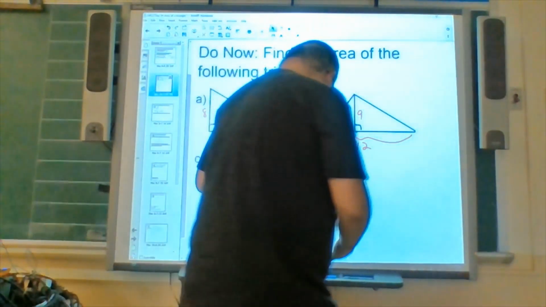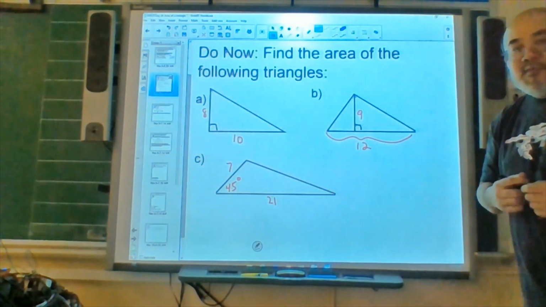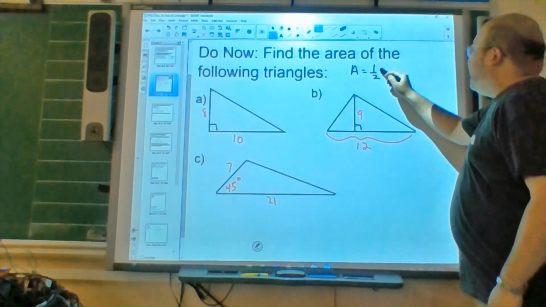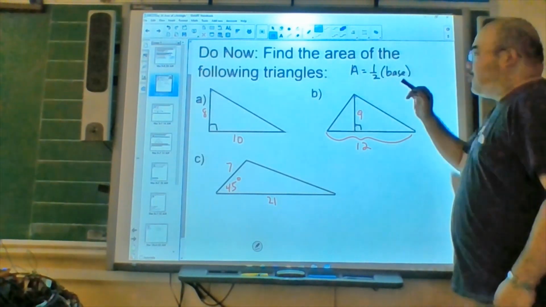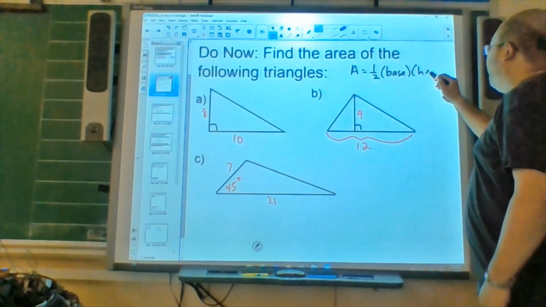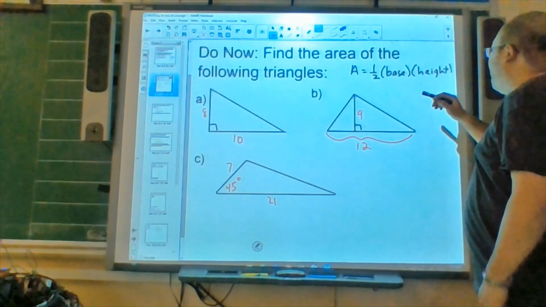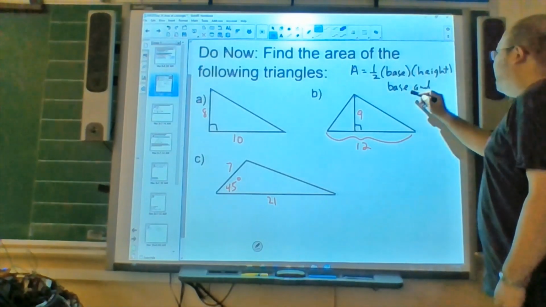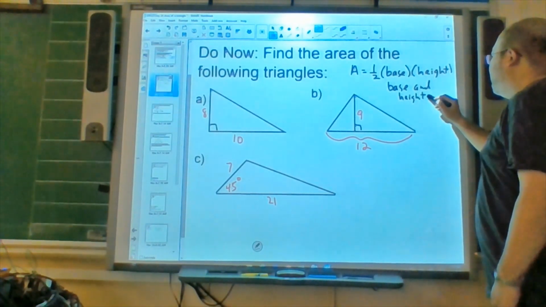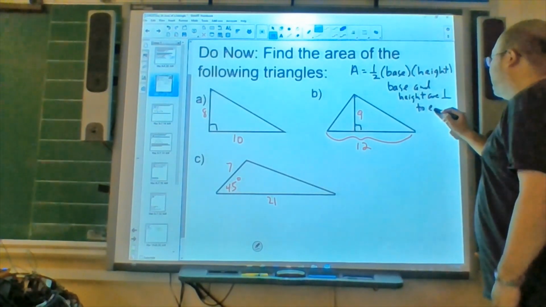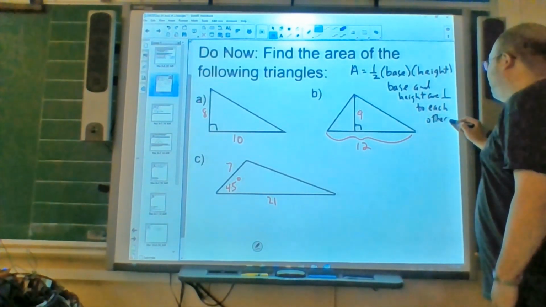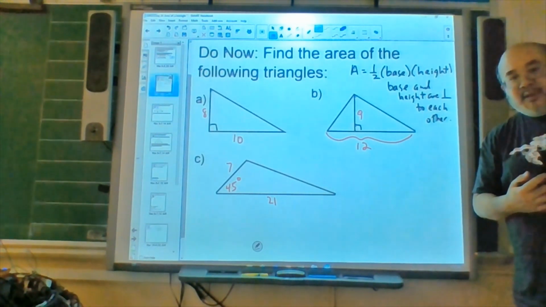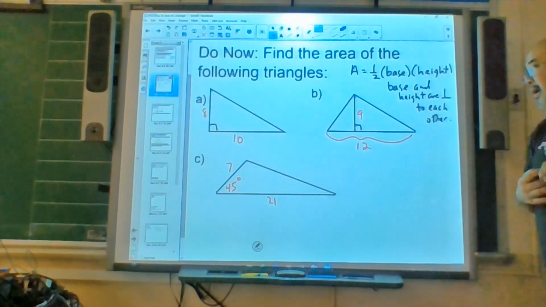Now, from what we learned way back in probably middle school or earlier, the area of a triangle can be found by taking 1/2 times the base of the triangle times the height. Very important in this case, the base and the height are always going to be perpendicular to each other. Sometimes the height is also known as the altitude of the triangle. Altitude and height basically mean the same thing. So let's take a look here.